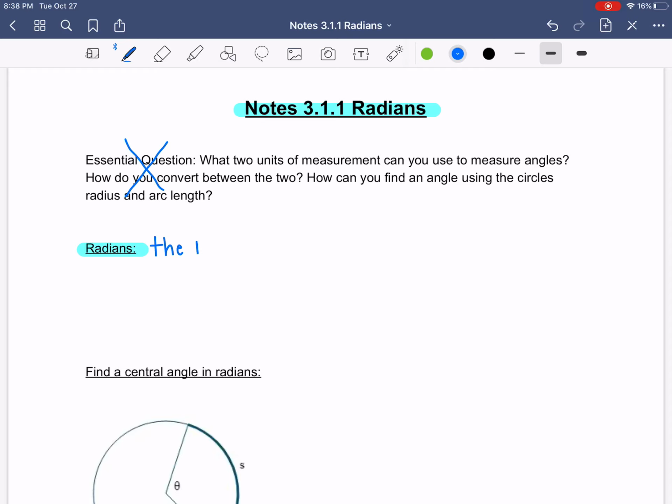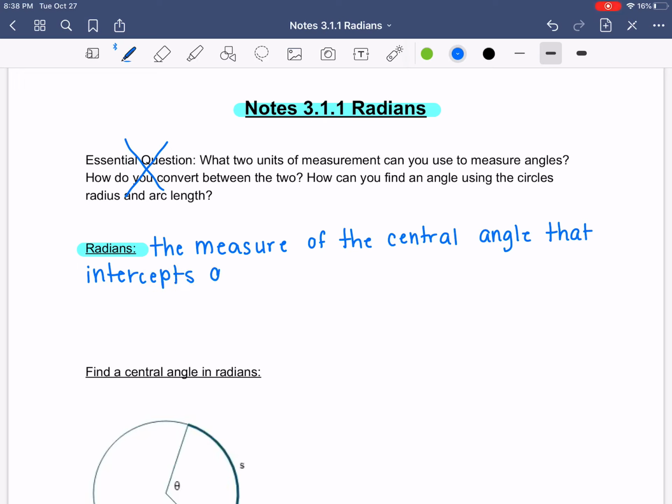It's the measure of the central angle that intercepts an arc equal in length to the circle's radius.